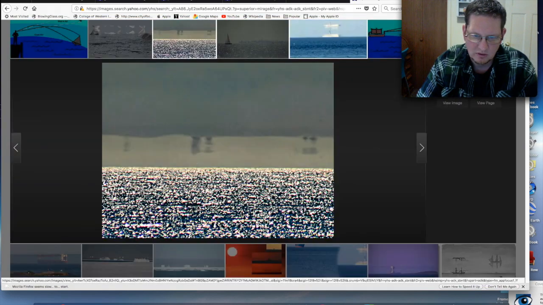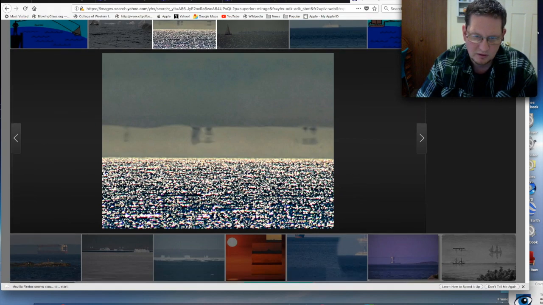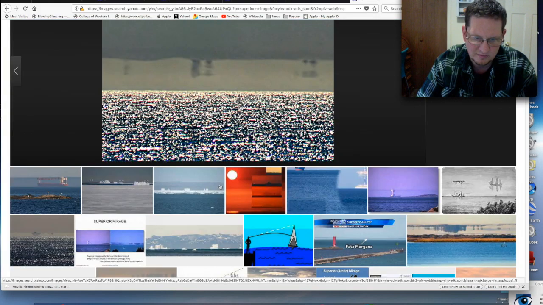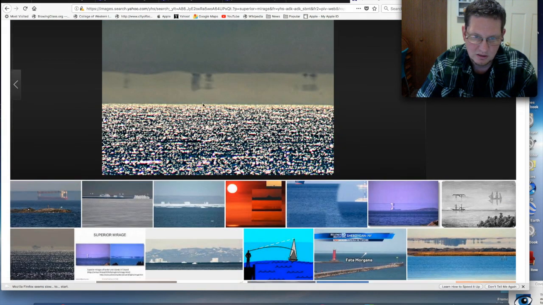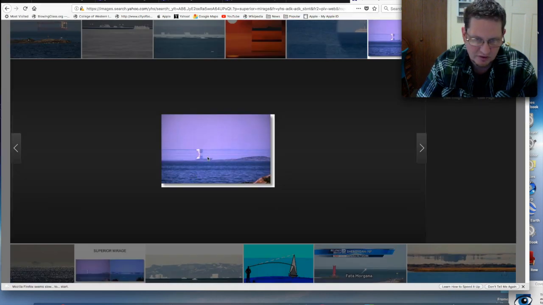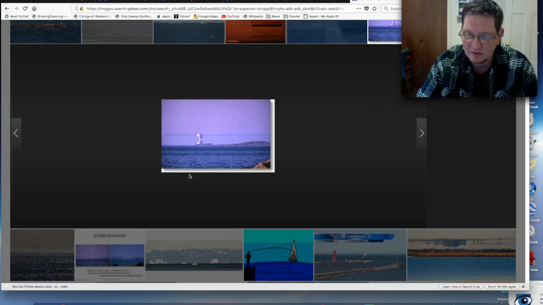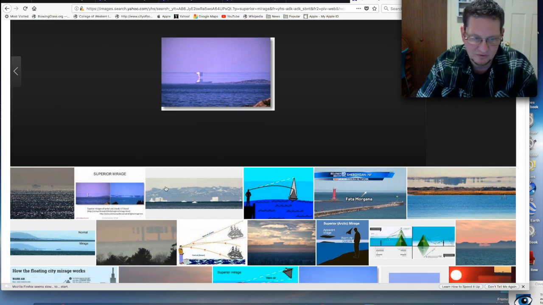A lot of times, if you see something across the water and it looks like it's disappearing, oftentimes what you're actually seeing is the beginning of a mirage that's covering it up. Now this is not a good example of that. It's just showing what the atmosphere is capable of doing.